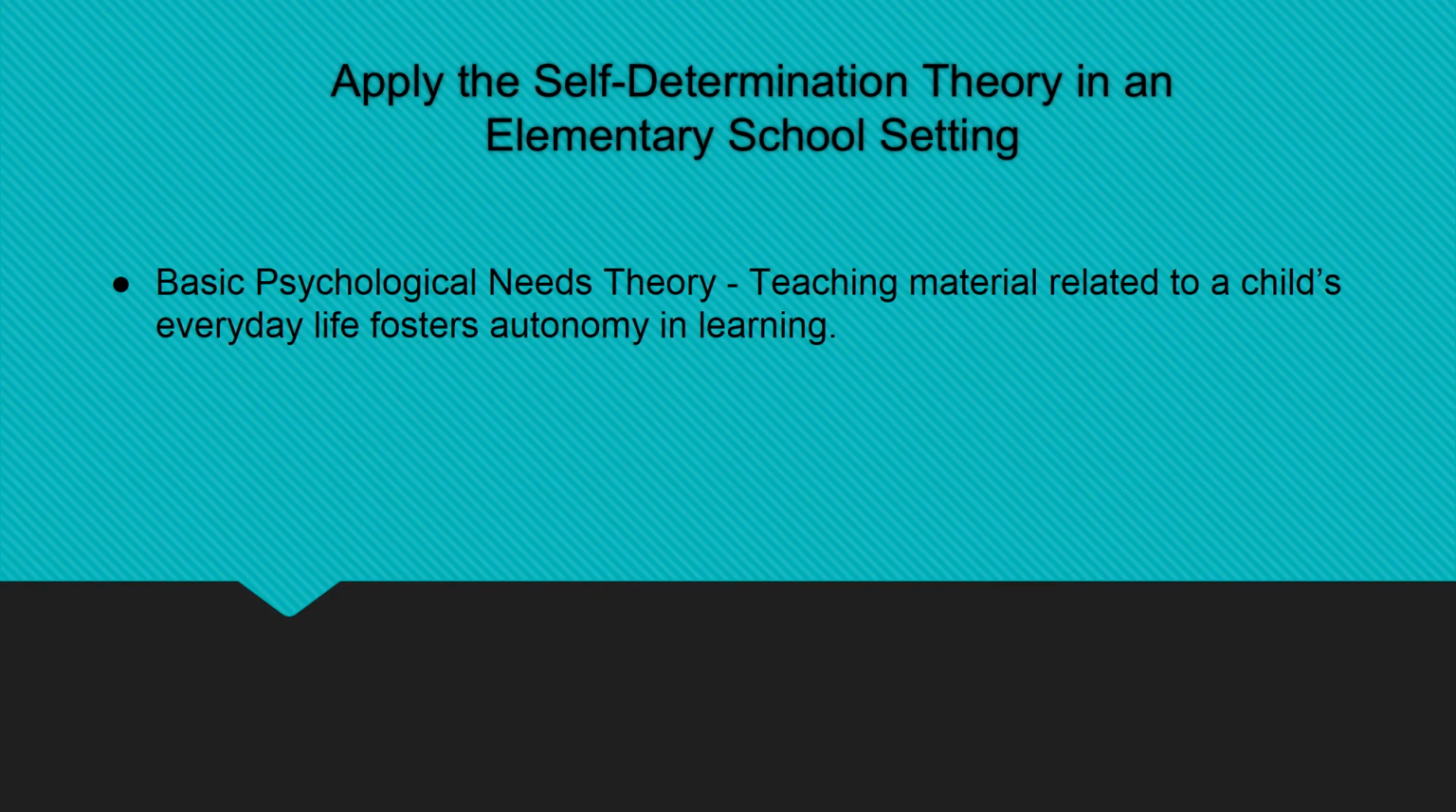The last great theory to use within the classroom in an elementary school setting is the basic psychological needs theory. This theory allows teachers to be able to teach material that children can relate to in their everyday life. This could easily be applied by a teacher making a mistake and then showing the student that teachers are not perfect, which will allow them to make a connection between the teacher and the student without any intimidation.